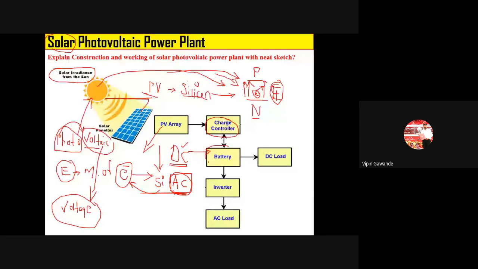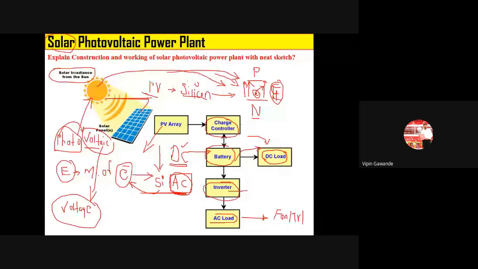Now, if you have a DC load, that means if you have any lights which work on DC, you can use this DC current for these appliances. But in our home we have AC. We are using appliances which use AC current: fans, TV, refrigerator. They take the AC load. So we have to convert this DC current from the battery into AC current, and for that conversion we have to use what? Inverter. So an inverter is a device which converts DC current to AC current.